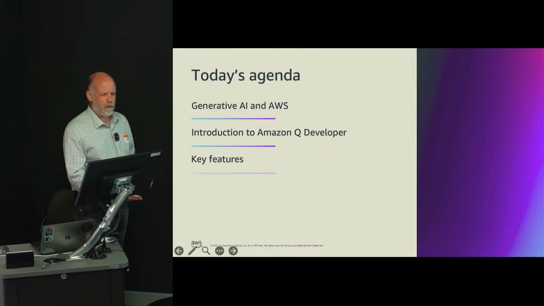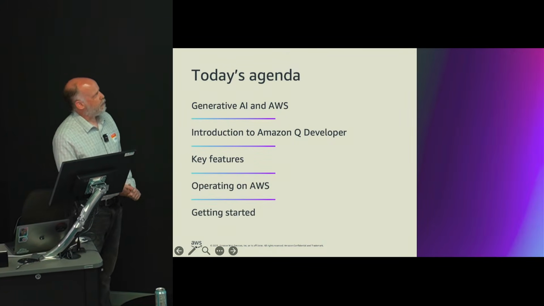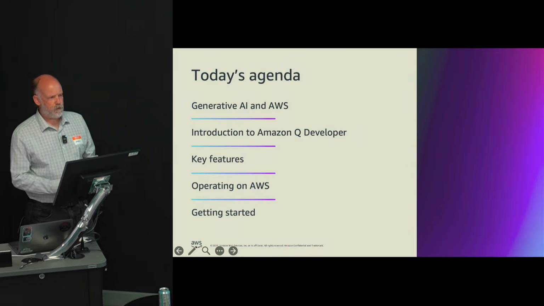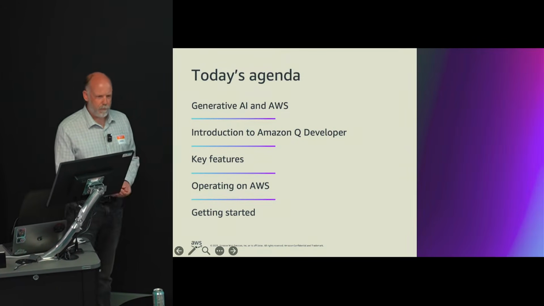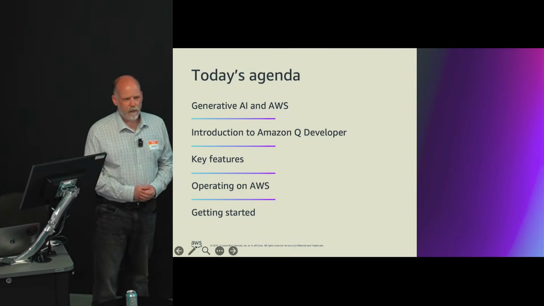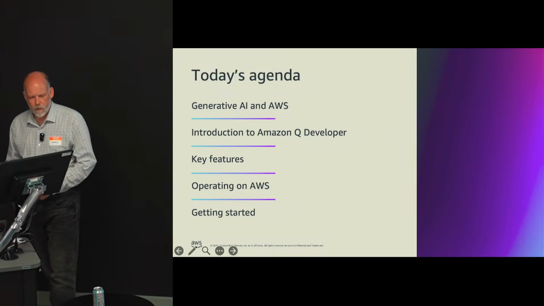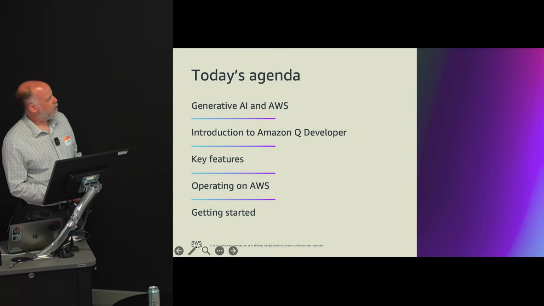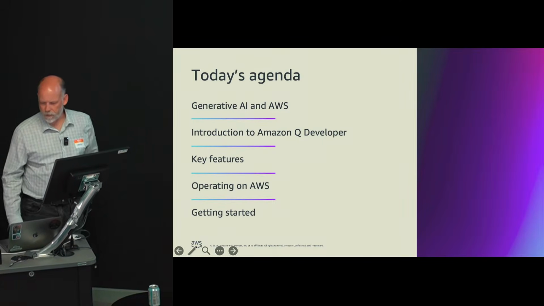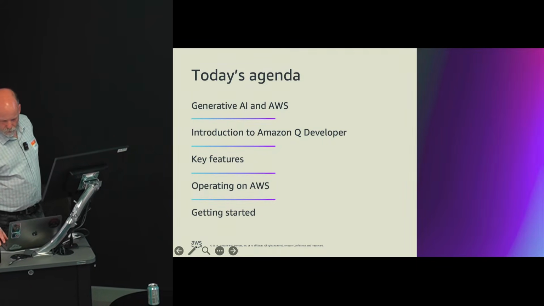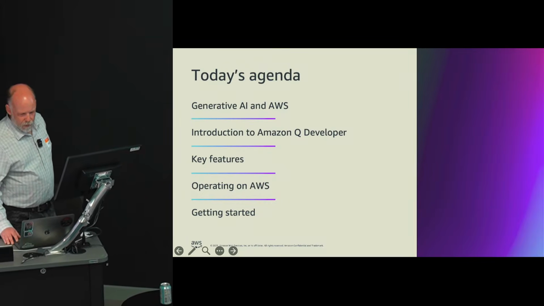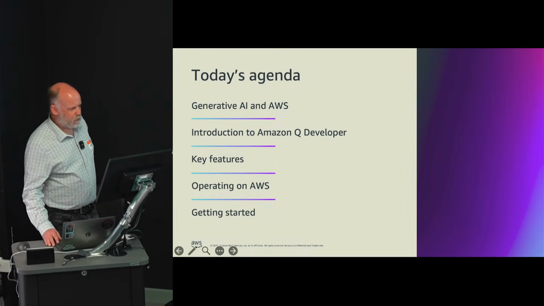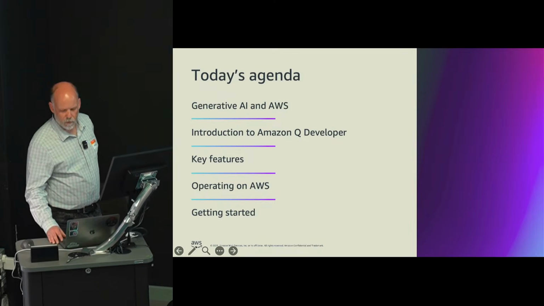Okay, so I'm going to very briefly talk about Gen AI with AWS, then give an introduction to Q Developer, some of the key features, some of the new things like operating on AWS, and getting started. And then I'll launch into hopefully a very brief demo, but also showing you what you can do with it that's pretty cool.